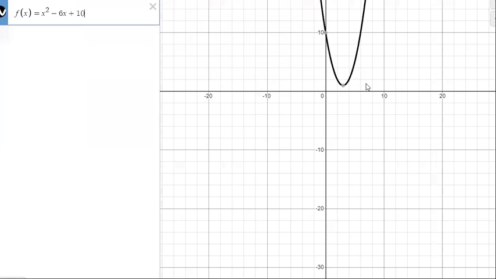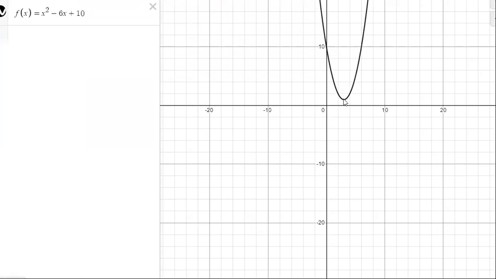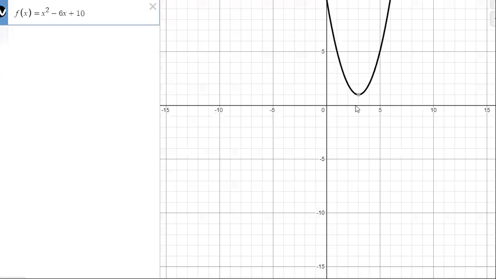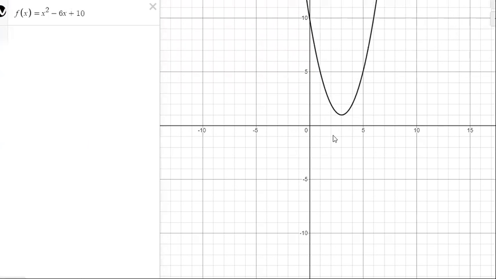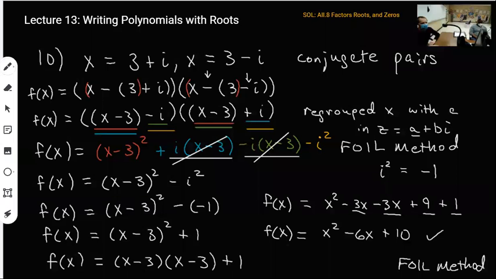And then this graph right here, it never crosses the x-axis. The lowest that it gets is the y value 1, so it never goes below that. So that means that while it doesn't have x-intercepts like you think it might have, it does have roots. It does have zeros. They are just imaginary numbers. Okay.